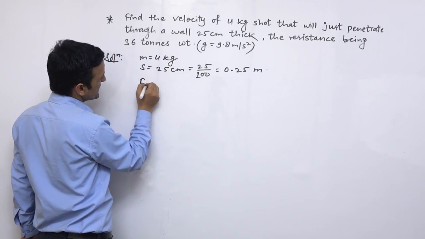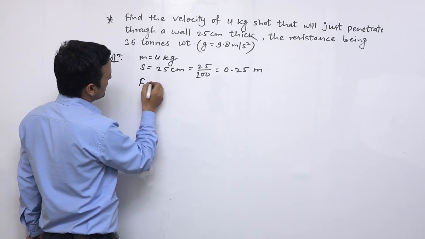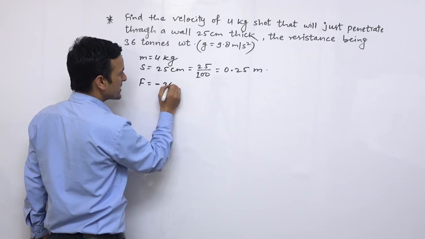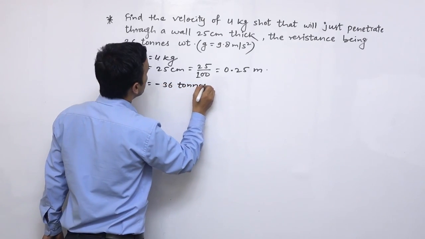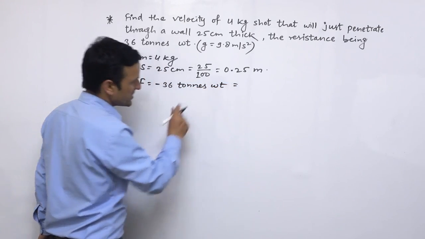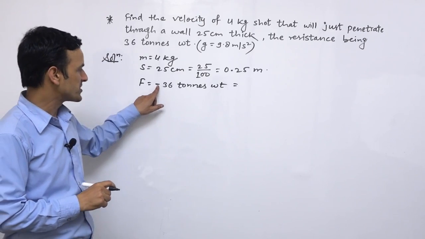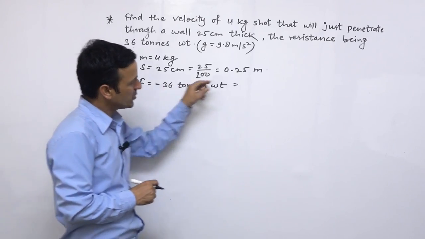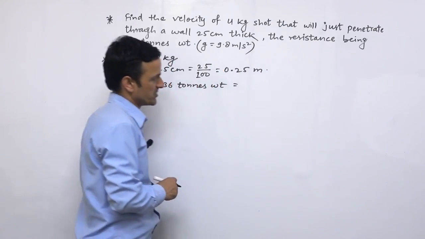Resistance force means it is capital F or force F. So it is opposing force. So write down 36 tons weight. So we should convert it into Newton. Since it is an opposing force, we should write down minus. Put minus sign over here because resistance means opposite force.